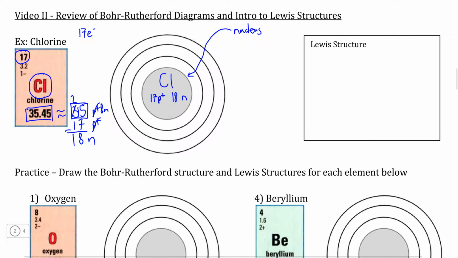Now, the most involved process of drawing a Bohr-Rutherford diagram is actually drawing the electron shells, because we need to be careful about how many electrons go in each shell and how the electrons are arranged. So if we start with the first electron shell, which is the shell that is closest to the nucleus, the first electron shell, let's just make sure that it's labeled carefully, has a maximum number of electrons of 2.